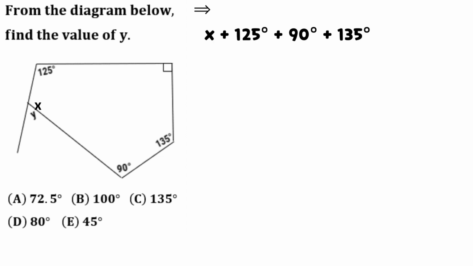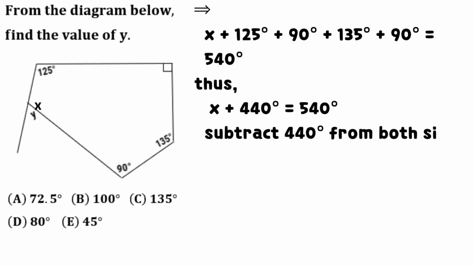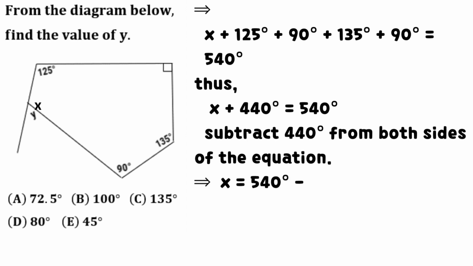It implies that the sum of x, 125 degrees, 90 degrees, 135 degrees and 90 degrees equals 540 degrees. Thus, the sum of x and 440 degrees equals 540 degrees. Subtract 440 degrees from both sides of the equation.